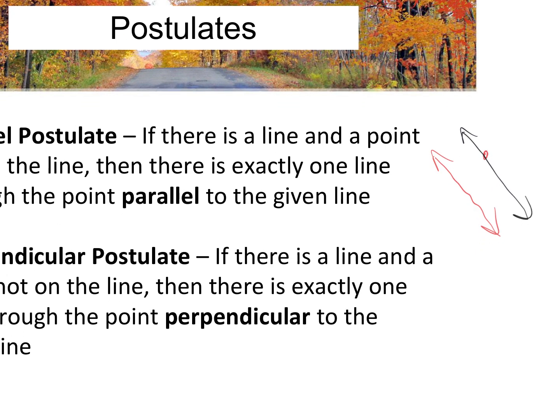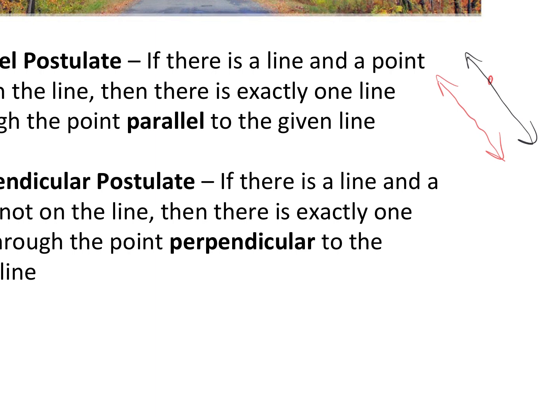Okay, the second postulate, the perpendicular postulate, says the same exact thing. So draw another line and put a point somewhere that's not on that line. It says there's how many lines that will go through that point and be perpendicular? One. First of all, guys, what does perpendicular mean? They intersect, but it's a very specific intersection. 90 degrees. So there's only one angle that we can draw that creates a perpendicular symbol down here.